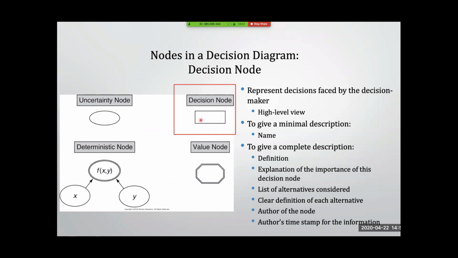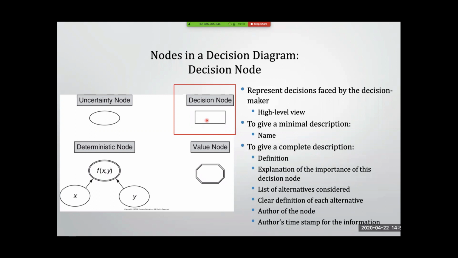Okay, in order to describe a decision node, you need to give it a name, such as party location decision or rain detector purchase decision. And then in order to describe a decision node completely, you would need to give a definition and explain the importance and give a list of alternatives that a decision maker can consider at this decision node. Then you need to clearly define what each alternative means, and also you need to make sure we know who's the author of the decision, who's the decision maker in some sense.